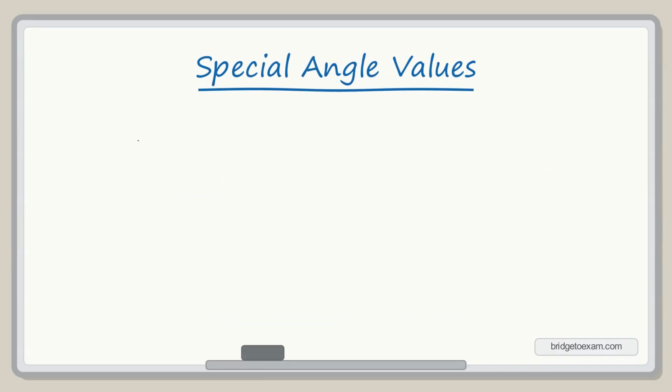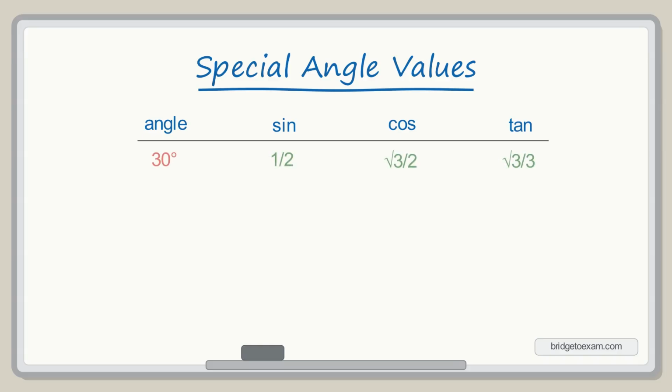Finally, the special angles. For 30, 45, and 60 degrees, you should know the exact sine, cosine, and tangent without a calculator. 30 degrees, sine 1/2, cosine root 3 over 2, tangent root 3 over 3. 45 degrees is symmetric. Sine and cosine are both root 2 over 2, and tangent is 1.